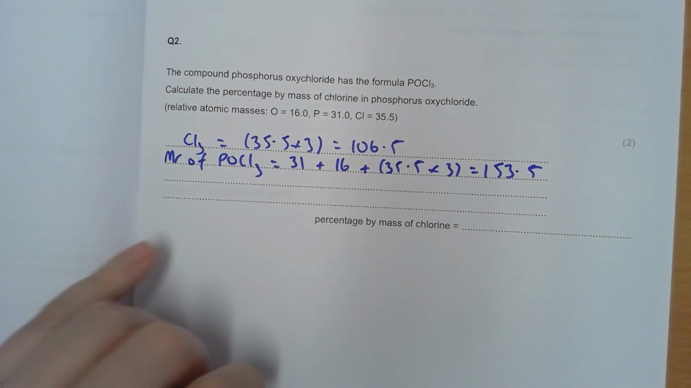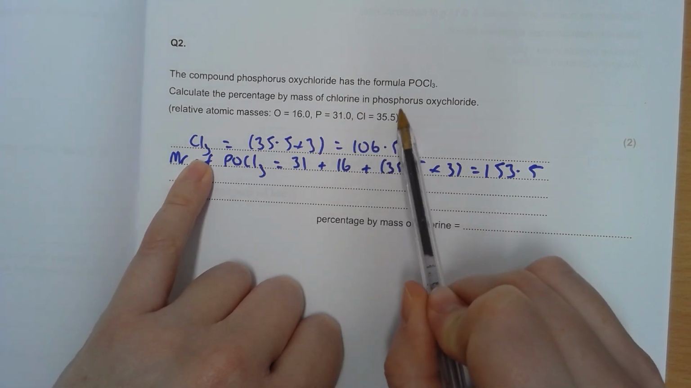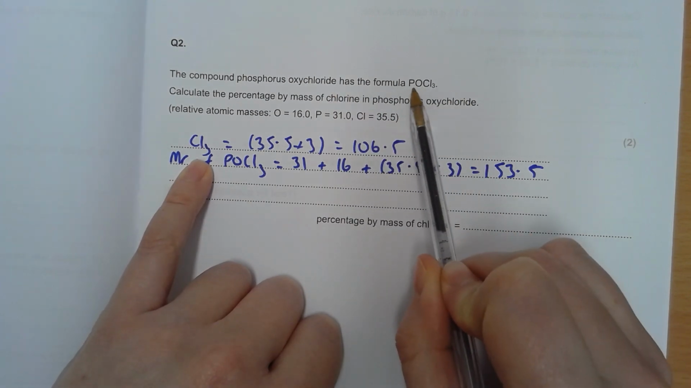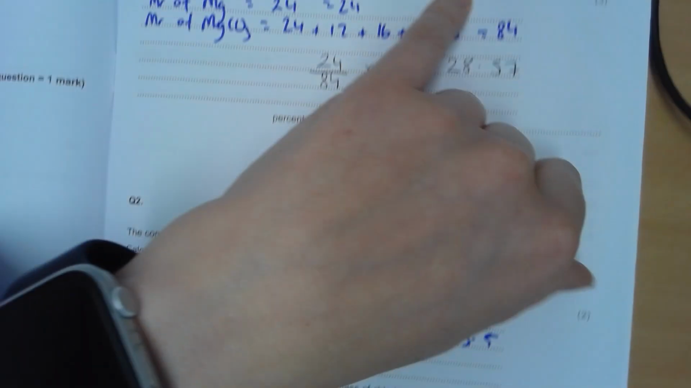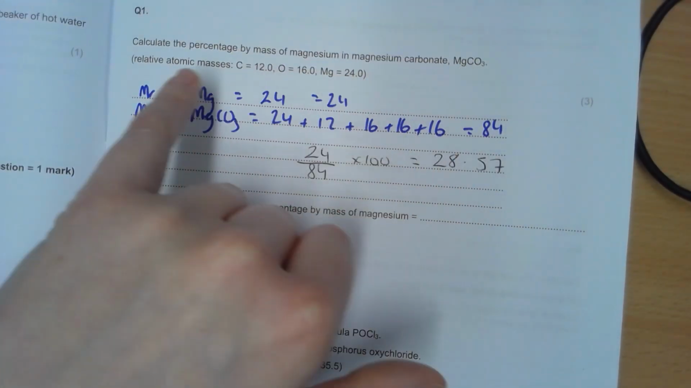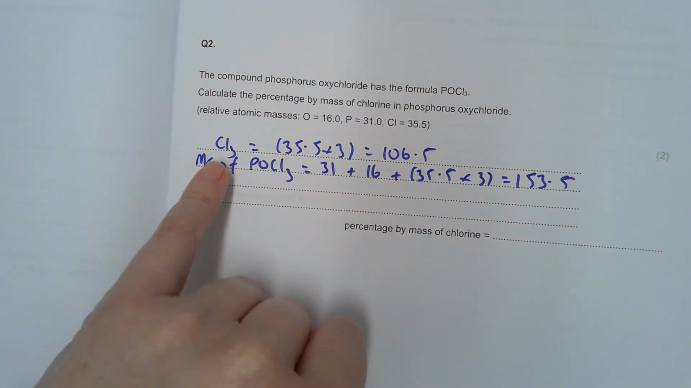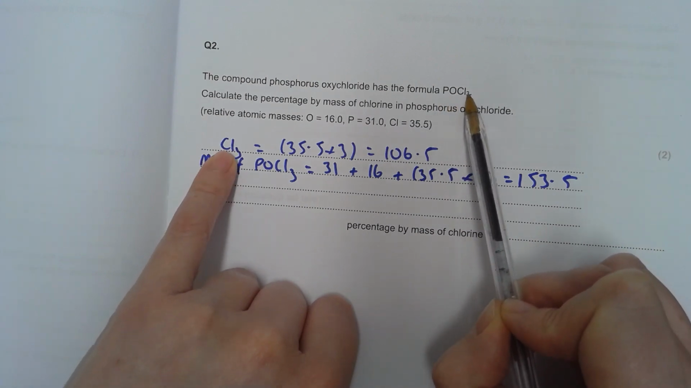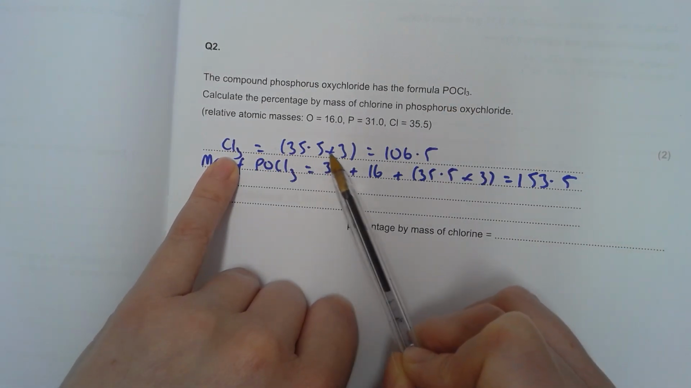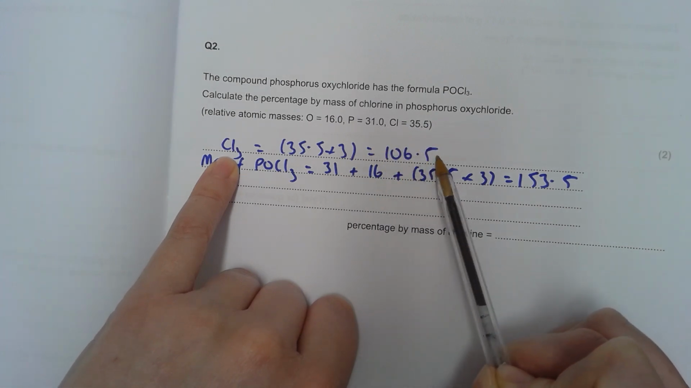Down here, similar type of question. This time I'm asked about the percentage by mass of chlorine in phosphorus oxychloride, POCl3. Now pay attention here. Above, there was only one magnesium in magnesium carbonate, so I just needed the formula mass of magnesium by itself. But down here, there are 3 chlorines in phosphorus oxychloride. So I take chlorine and I multiply it by 3. So the total mass of chlorine is 106.5.